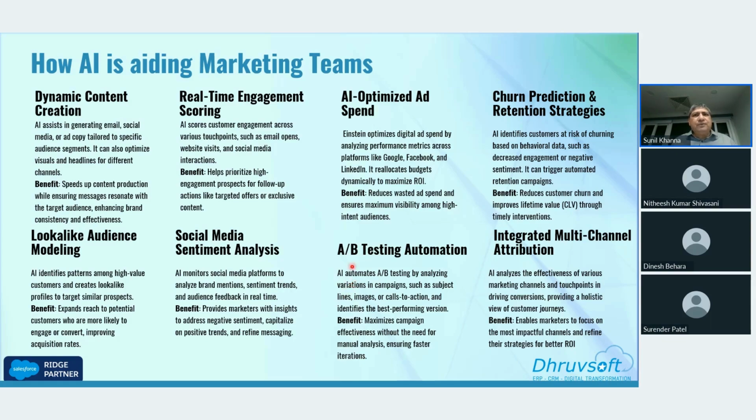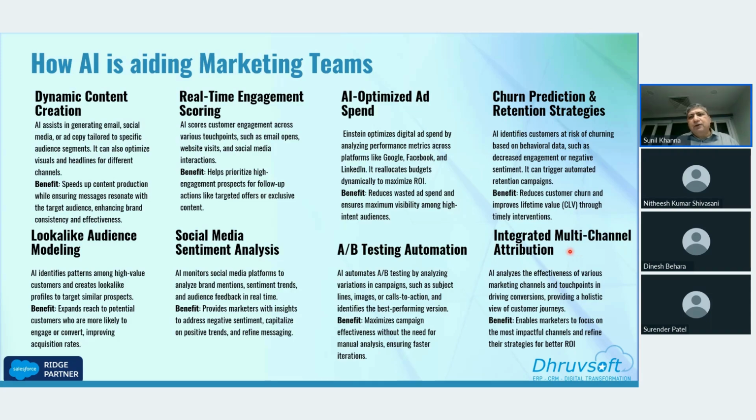A lot of companies have started using AI for A/B testing, and we are also using this for multi-channel attribution, from which channel exactly a lead is coming. Attributing that is currently more like a manual process, but you can use AI to see which is the most effective channel for lead generation. So these are some of the ways wherein AI is aiding the marketing teams.